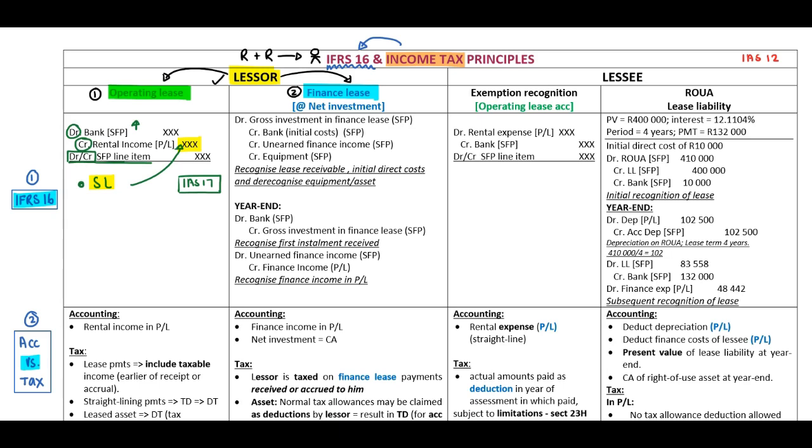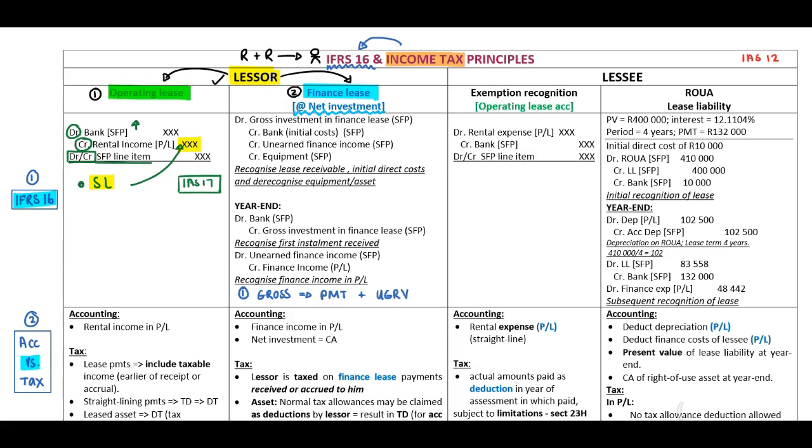Now, when we look at the finance lease, the standard indicates to us that we need to recognize our finance lease at net investment. Now, what is your net investment? To be able to determine your net investment, we first need to look at our gross investment. Our gross investment will be our lease payments plus our unguaranteed residual value.